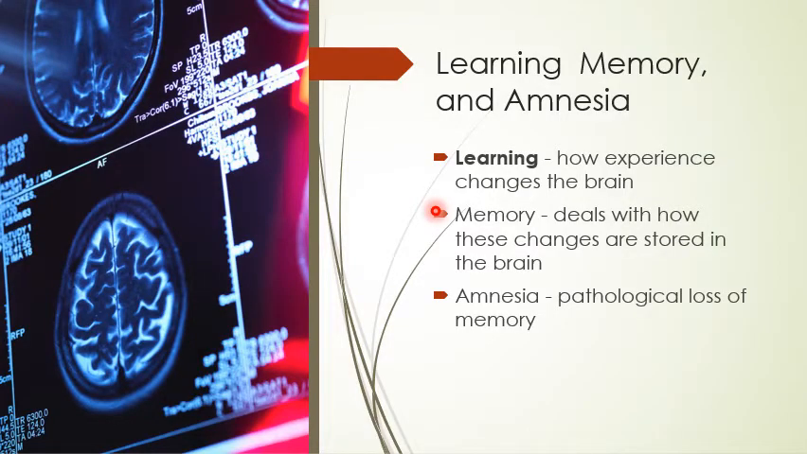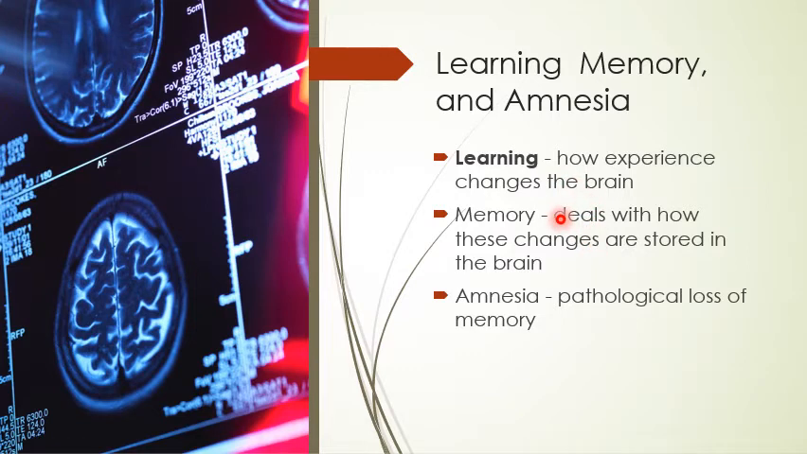So to start, let's define the concepts learning, memory, and amnesia. When we say learning, this is how experience changes the brain. If you can recall in the previous chapter, our brain has the characteristic of being neuroplastic, or neuroplasticity, right? It means that our brain adapts to our environment, and we adapt through the process of learning. So learning is like the acquisition of skill or knowledge.